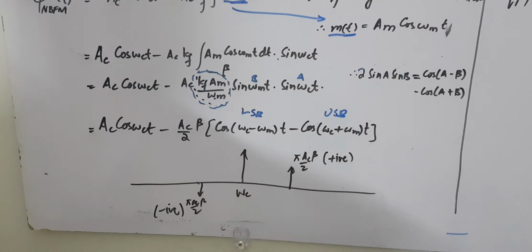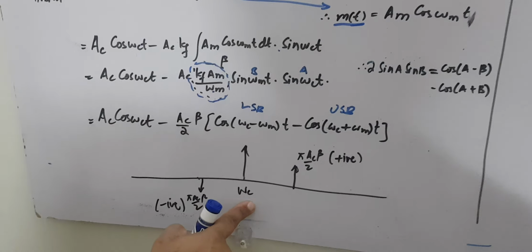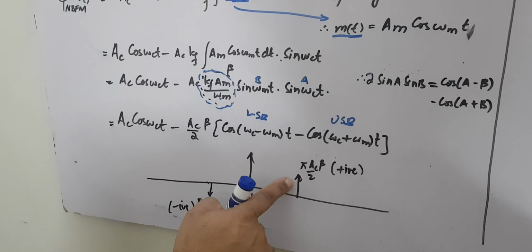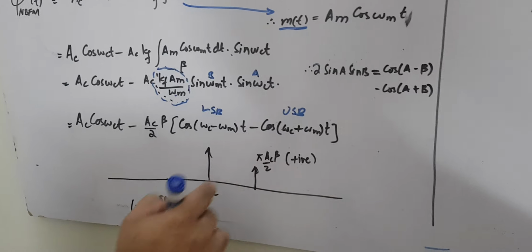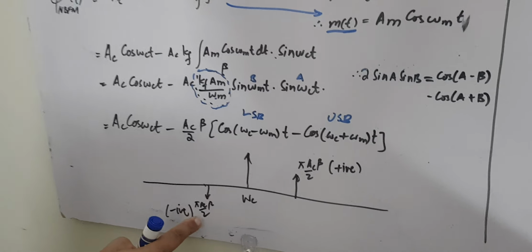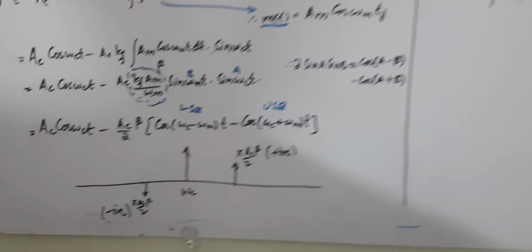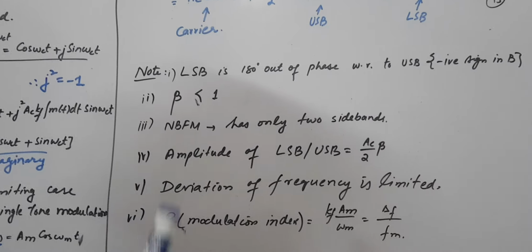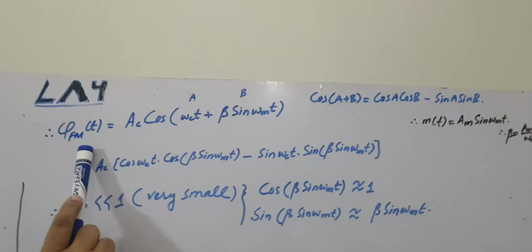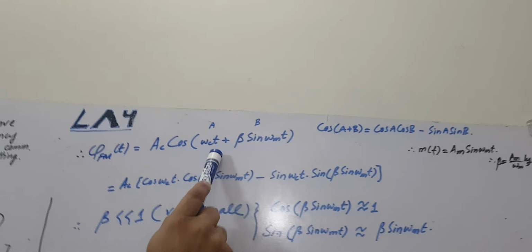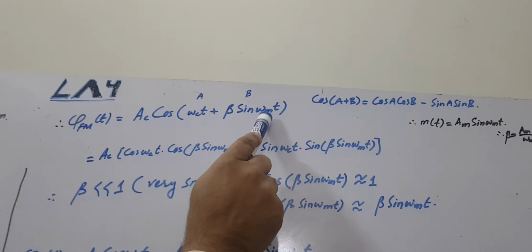So if you want to write in terms of spectrum, that is the central frequency omega C, and these are the positive side, like pi by 2 AC beta, and this one is the negative side, pi AC by 2 beta. Or you can write the same thing if you are considering m(t) equals A sin omega mt, like this is your signal: AC cos(omega ct plus beta sin omega mt).